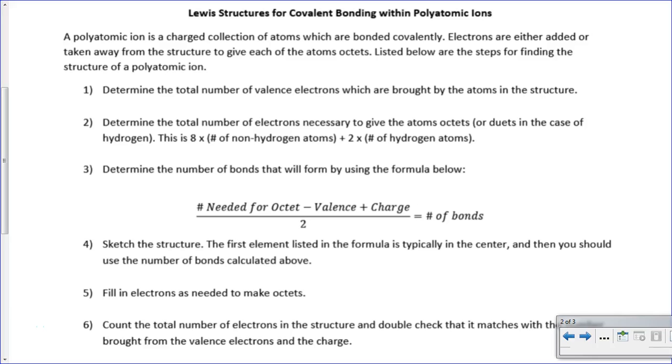Hello, this is the third video that I'm doing on Lewis structures. This time I'll be explaining how to do Lewis structures for covalent bonding within polyatomic ions. So the first thing I want to talk about is what a polyatomic ion is.